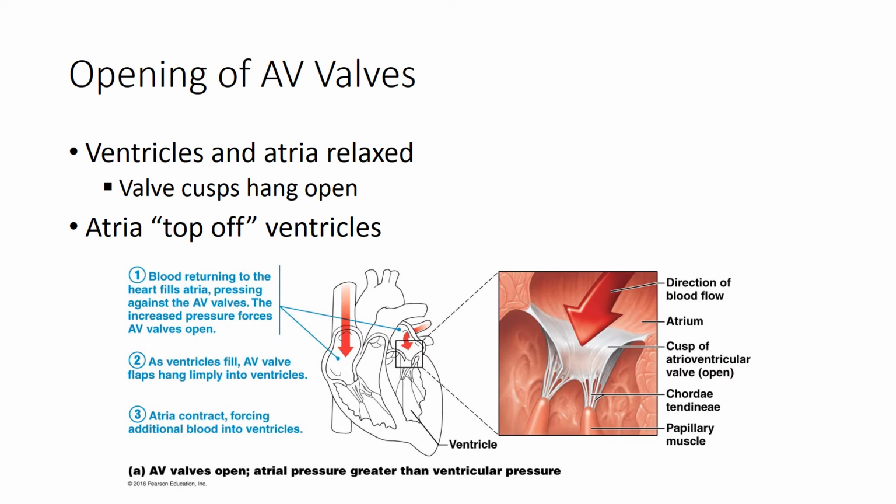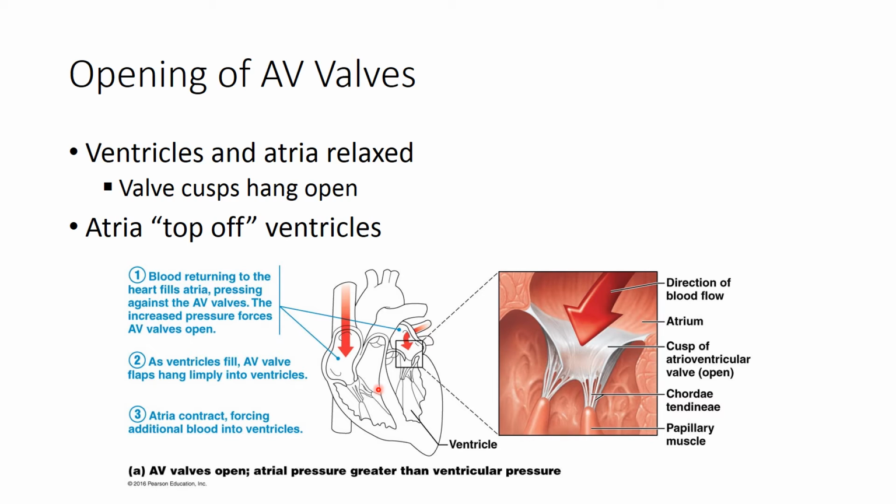So we'll look at the AV valves first. Again, these are between the atria and the ventricles. When the heart begins to fill during diastole, the ventricles and the atria are both relaxed. And at this point, as blood returns to the atria, to the receiving chambers, it will flow freely from those atria into the ventricles. And the valve cusps or flaps simply hang limply to the sides and allow for free movement of blood.